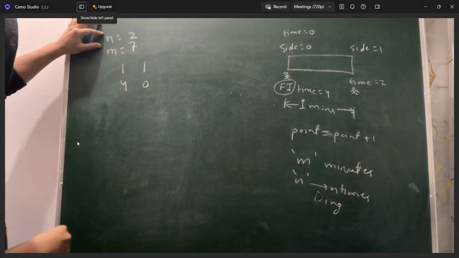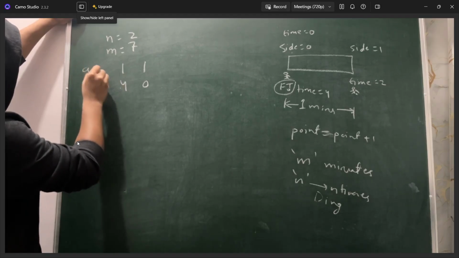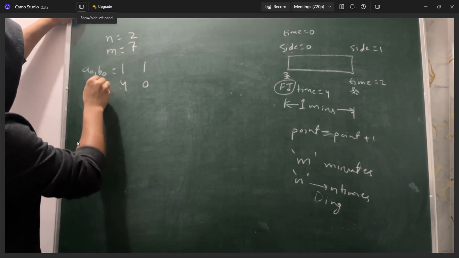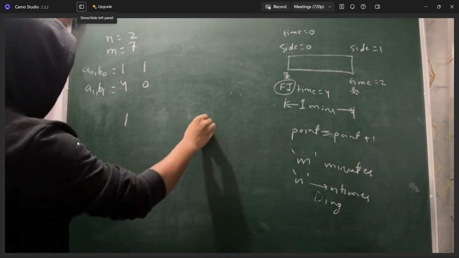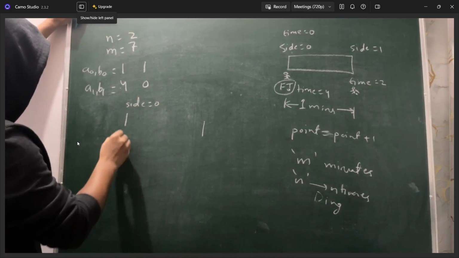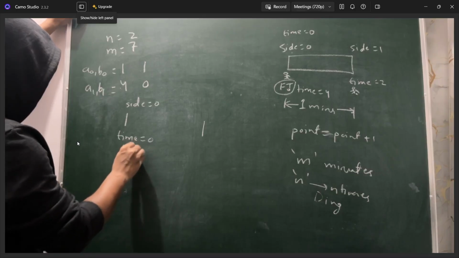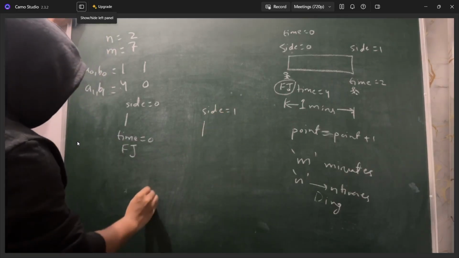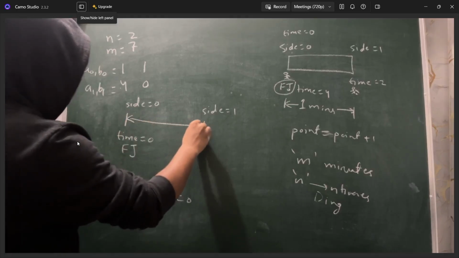So from the gym side there are two requirements. First requirement is that this is A0 and this is B0, this is A1 and B1, right? So let's again draw the gym. Now this is side 0. When time is 0, your farmer John is at this position, and this is side 1. Initially your point is 0, right?